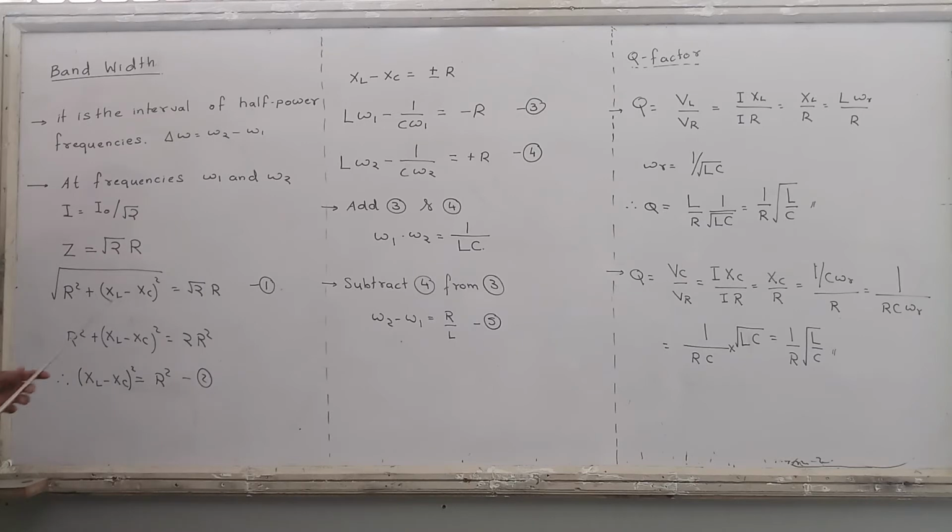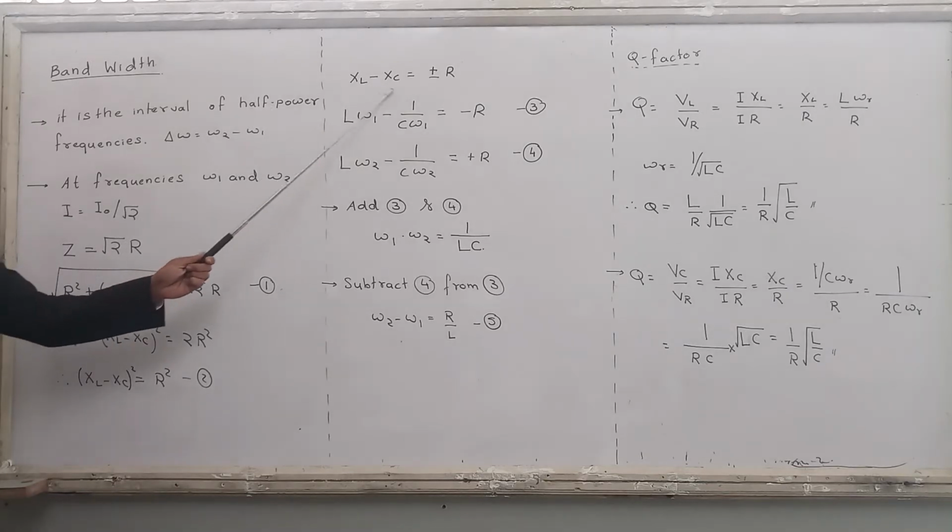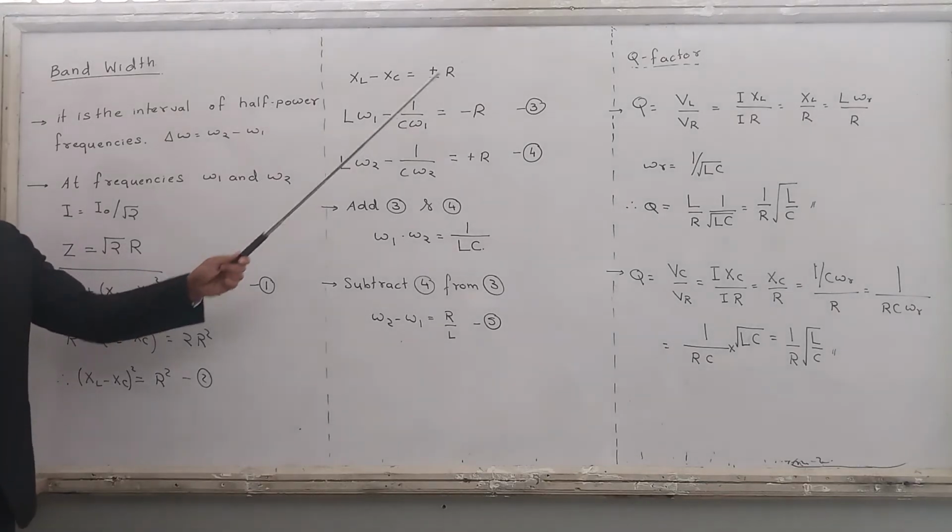Now let us start. Current in the circuit becomes I0 by root 2. That means impedance of the circuit will increase by root 2 times. Put the value of impedance. That is this. Okay, now square both the sides. The square root vanishes. This becomes 2R square. Transfer this R square on the other side. This becomes R square. And now take the square root of both the sides. What do you get? XL minus XC is equal to plus minus R.